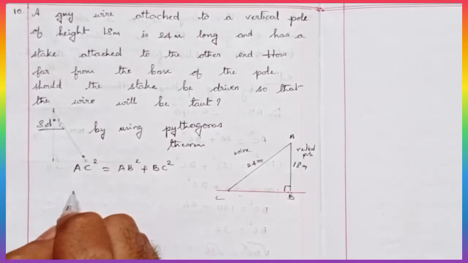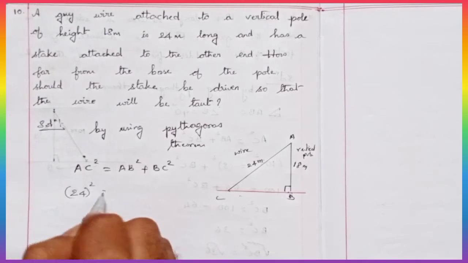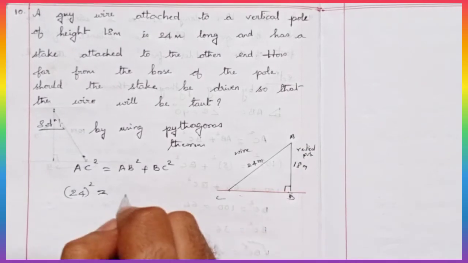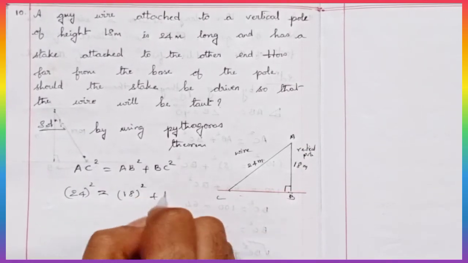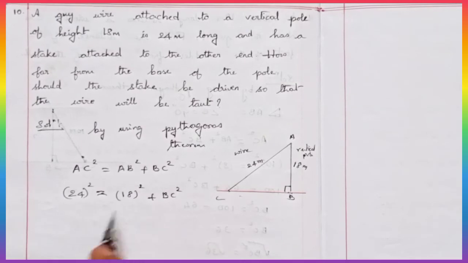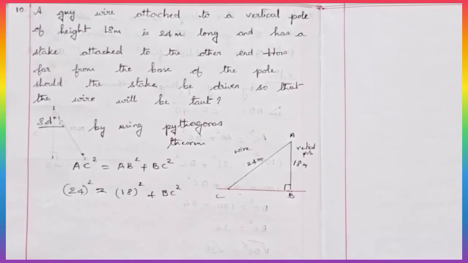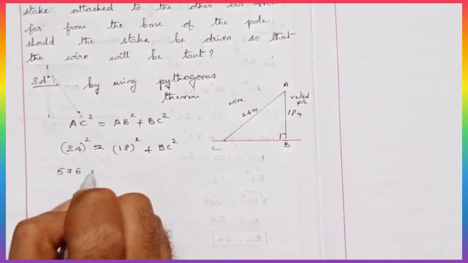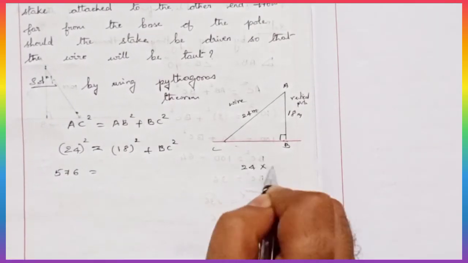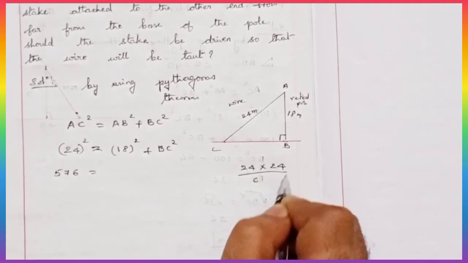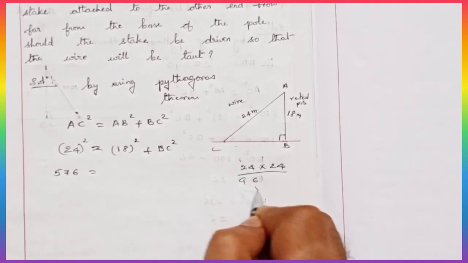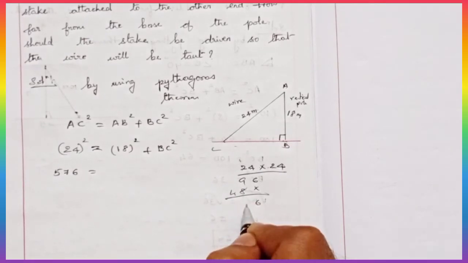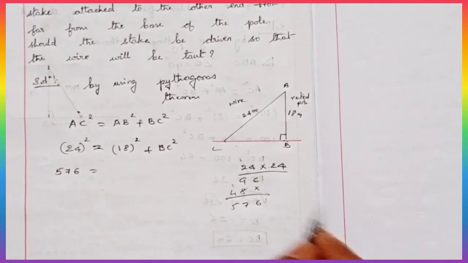What is the measurement of AC? It is 24 meter. So 24 square is equal to AB square plus BC square. AB is 18, so 18 square plus BC square. So 24 square is what? It is 576. If you don't know, we can multiply here. 24 into 24. 4 4s are 16, 1 carry for the next digit. 4 2s are 8 plus 1 is 9. 2 4s are 8. 2 2s are 4. So it is 6, 9 plus 8 is 17. 576. I hope that you have understood this one.